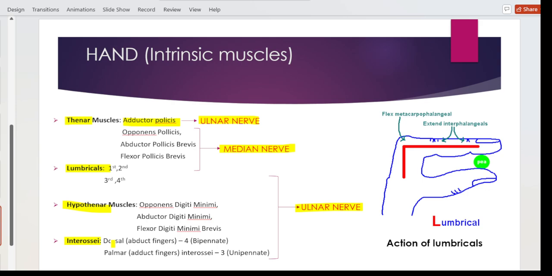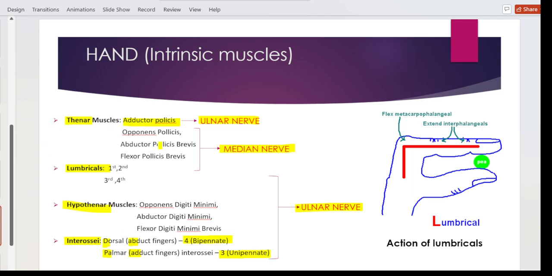We will learn it by a mnemonic called DAB and PAD. DAB means dorsal interossei abduct the fingers, and the palmar ones are adductors of the fingers. Dorsal interossei are four in number and are the bipennate ones, and the palmar interossei are three in number and are the unipennate ones.